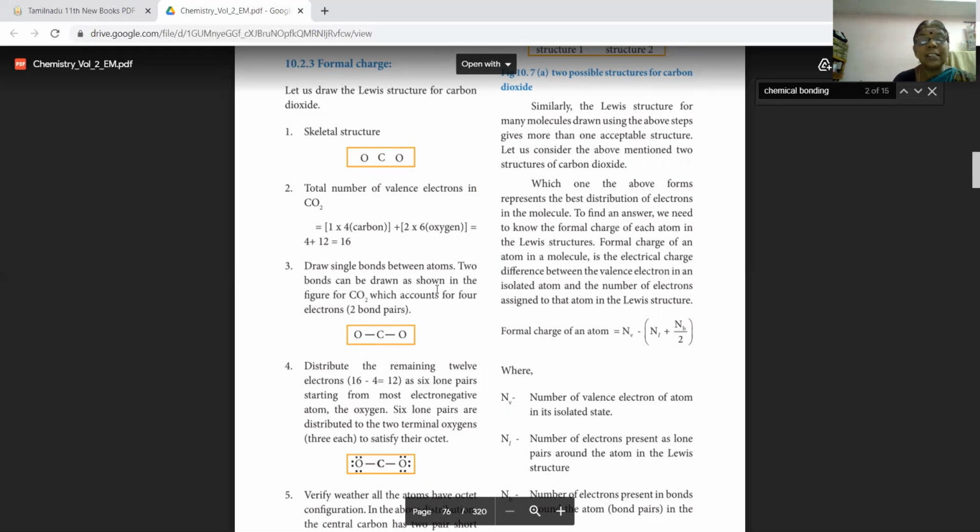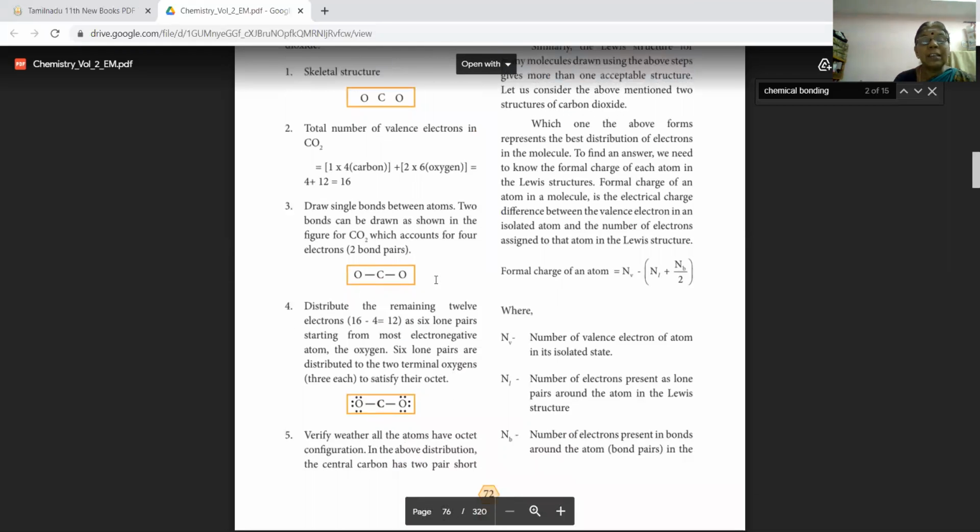Now you have to draw the single bond between the atoms. 2 bonds can be drawn. In the figure below, 2 bonds are drawn between carbon and oxygen, which account for 4 electrons. Now distribute the remaining electrons. Previously we calculated 16 electrons. From that 16, we should subtract 4. Why? Because you drew 2 bonds, and each bond is formed by 2 electrons. So you have to subtract 4 from there.